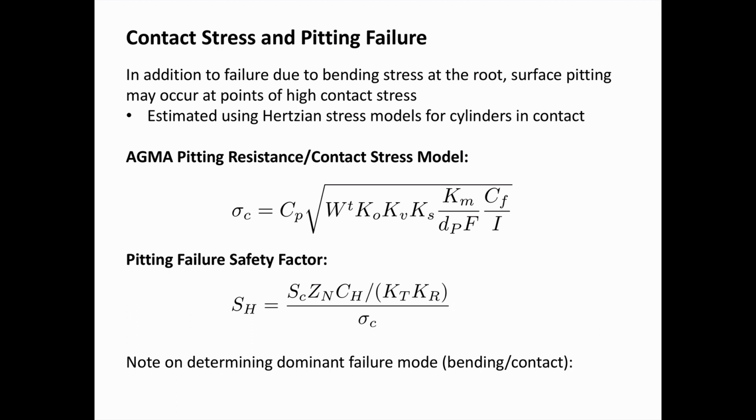So just a note on determining the dominant failure mode, if we're looking at the safety factor for pitting versus the safety factor for bending, we actually need to use a trick here where we need to square the safety factor for pitting to make a fair comparison between these two safety factors due to some nonlinear properties. This is important if we want to be able to say which of these failure modes is going to be dominant.